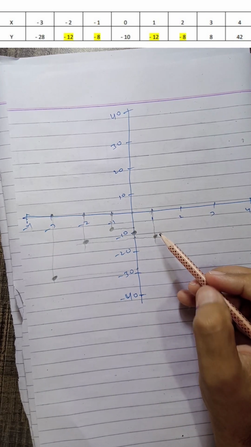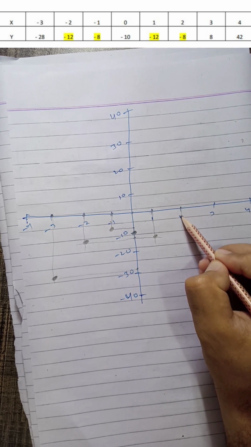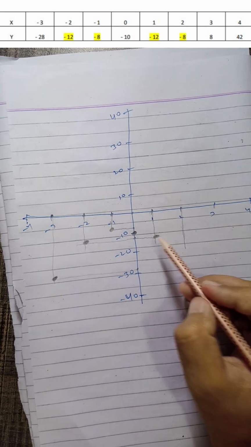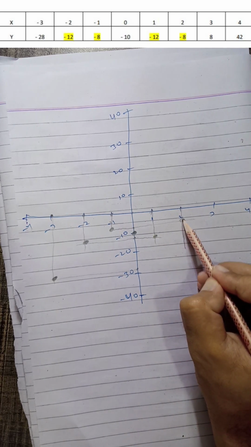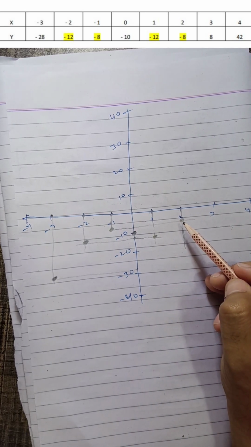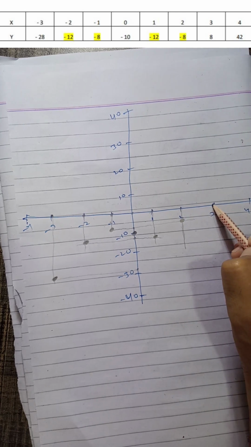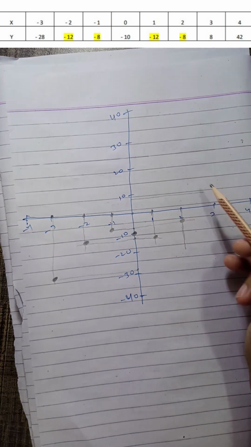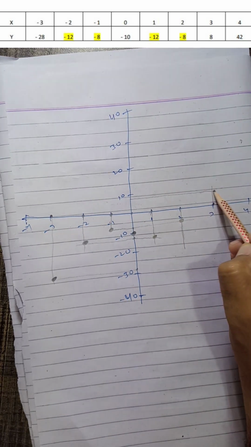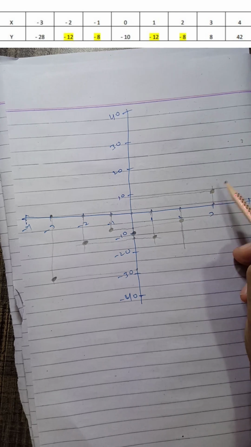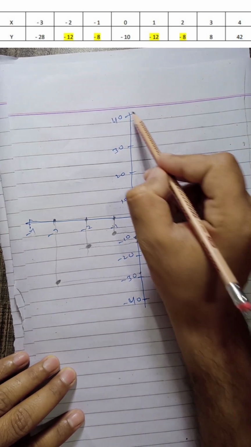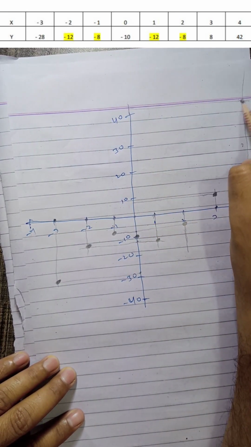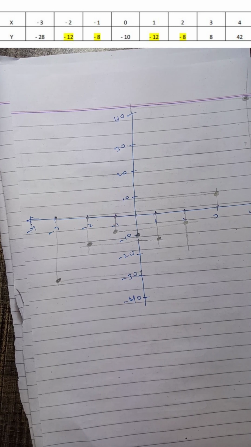When x is 2, y is minus 8, so this similar point here. When x is 3, y is 8 at this point. And when x is 4, y is somewhere here, 42. Now by joining these points, we'll get the graph.